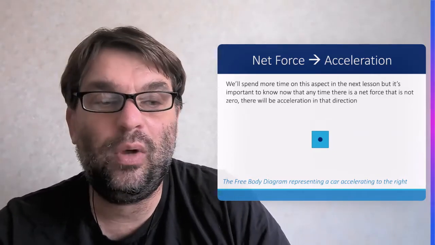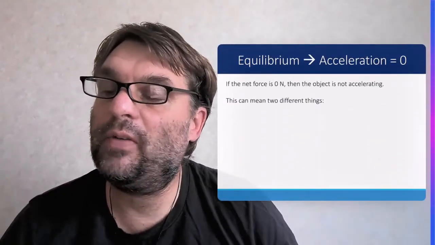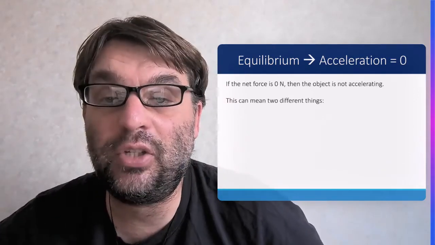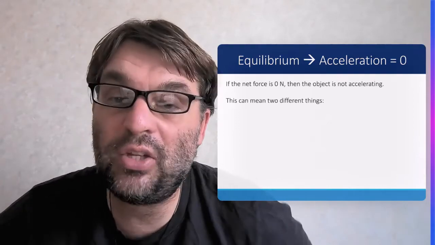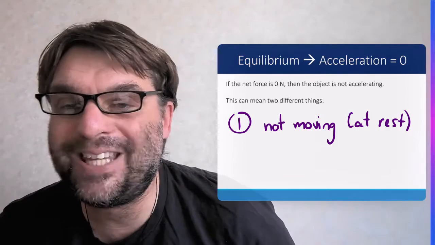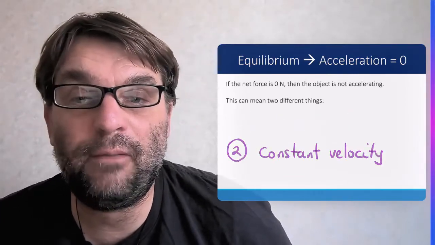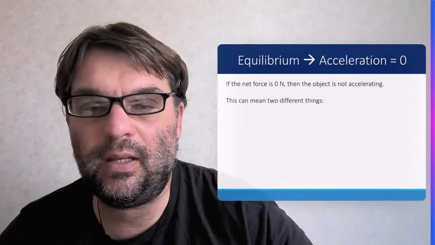Okay, that's how you do a free body diagram for acceleration of an object, or in this particular case a car, to the right. And finally, in terms of equilibrium, that means that the forces are balanced. Acceleration is going to be zero. Okay, that means two different things. Potentially, it could mean that the object is not moving, it's at rest, or that the object is moving at a constant velocity. Okay, that's the introduction to at least Newton's second law.